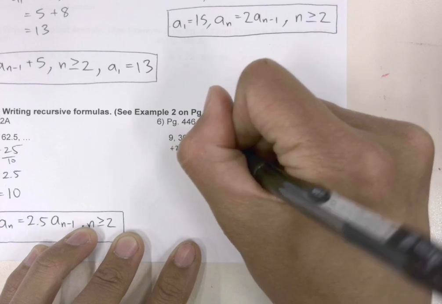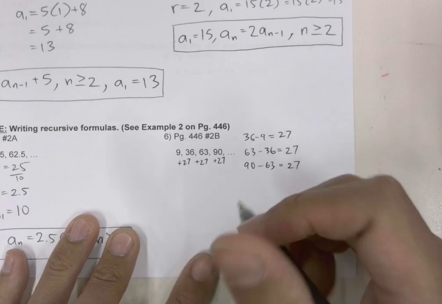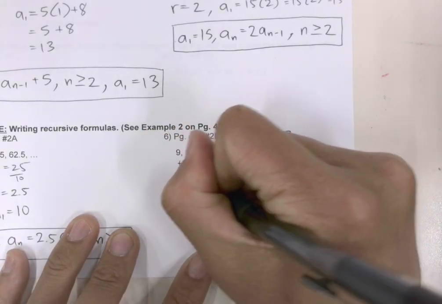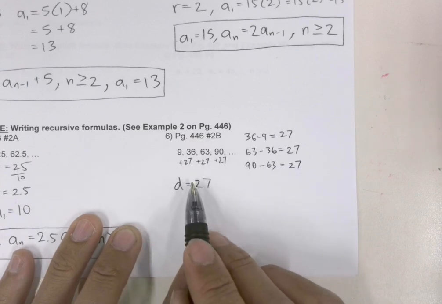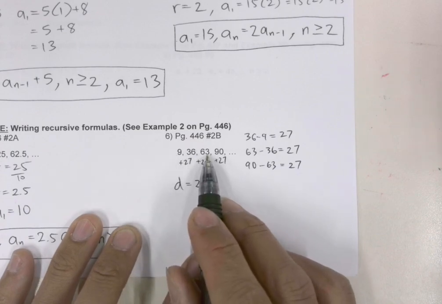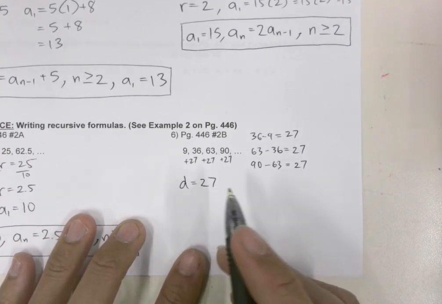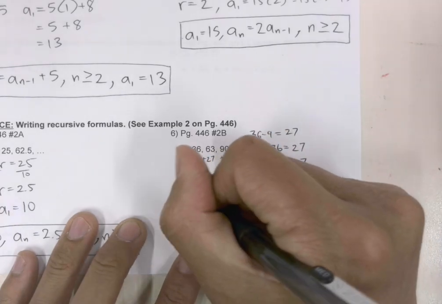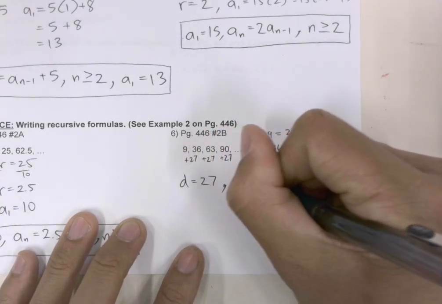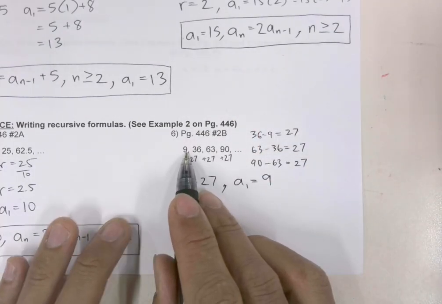Right? So this is definitely an arithmetic sequence. And our d, our common difference, is going to be equal to 27. Right? That's how much each number in the sequence needed to be added by to get the next number in the sequence. So d is equal to 27. Great. Not only do we need d in order to write our recursive formula, but we also need a sub 1. Right? So we have d is equal to 27, and a sub 1 in this case is equal to 9, the first number in the sequence.